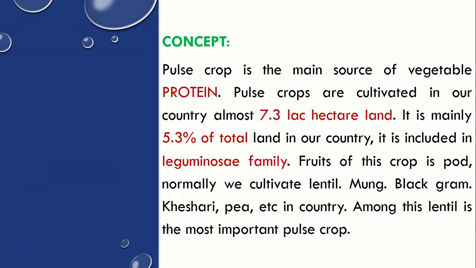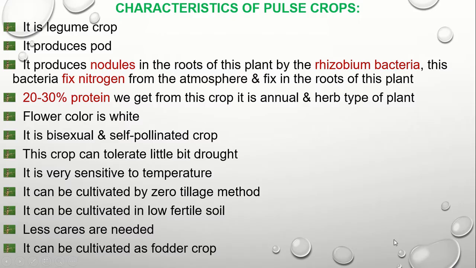And normally we cultivate lentil, mung bean, black gram, cashew, pea, which we know as pulse crops in our country. But of all these, lentil is the most popular and important pulse crop in our country.